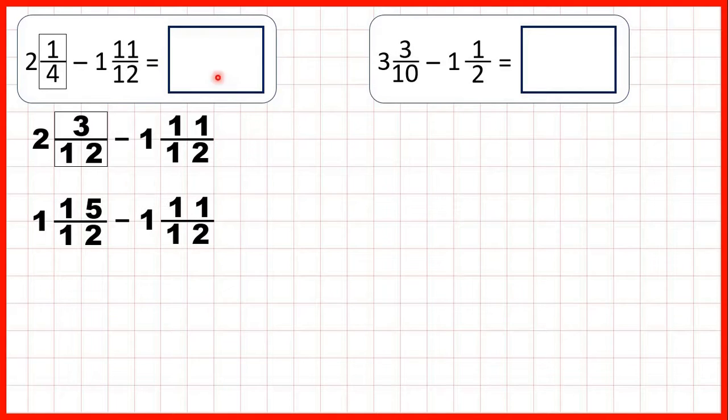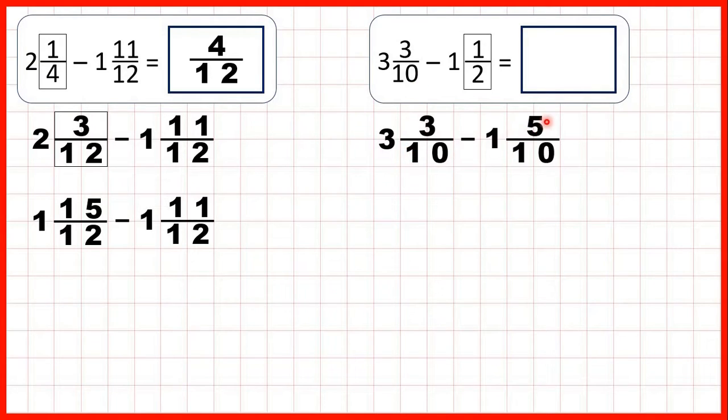15/12 minus 11/12 is 4/12, and 1 minus 1 is nothing, so our answer is just 4/12. Now we have 3 and 3/10 minus 1 and a half. Again, we need to make the denominators the same, so we need to find a fraction equivalent to 1/2 which has a denominator of 10. So we can rewrite our question as 3 and 3/10 minus 1 and 5/10. That's equivalent to a half because 2 times 5 is 10 and 1 times 5 is 5.